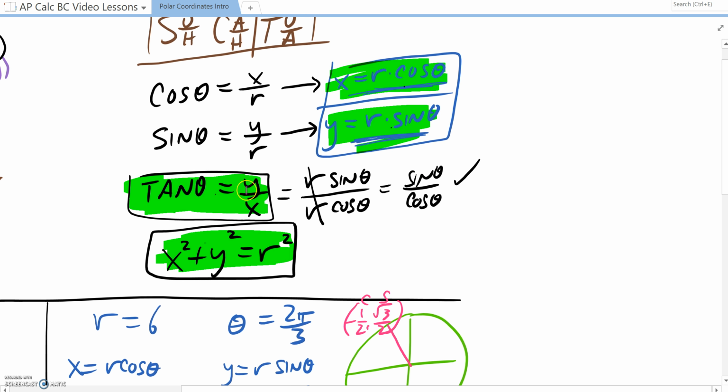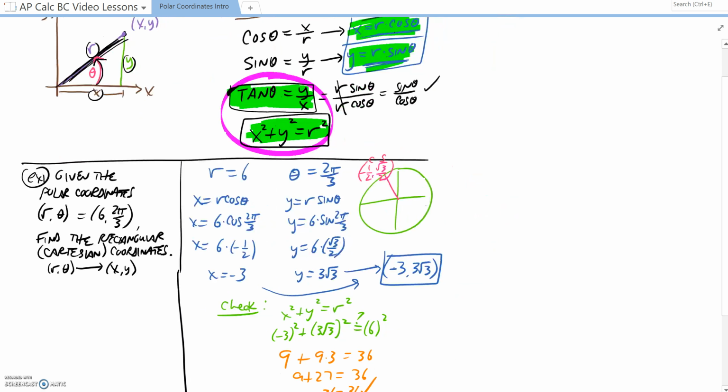Over here we have y and x. We know those, so we could find theta right now. For the last formula, we have x and y. We can find r. So right now I'm thinking these two formulas will get us through it.